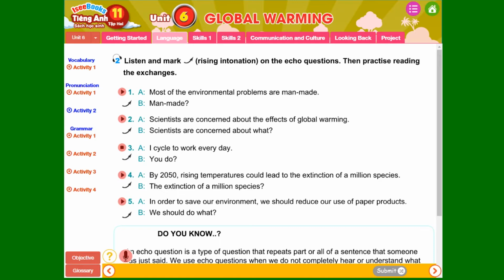3. I cycle to work every day. You do? 4. By 2050, rising temperatures could lead to the extinction of 1 million species. The extinction of 1 million species? 5. In order to save our environment, we should reduce our use of paper products. We should do what?